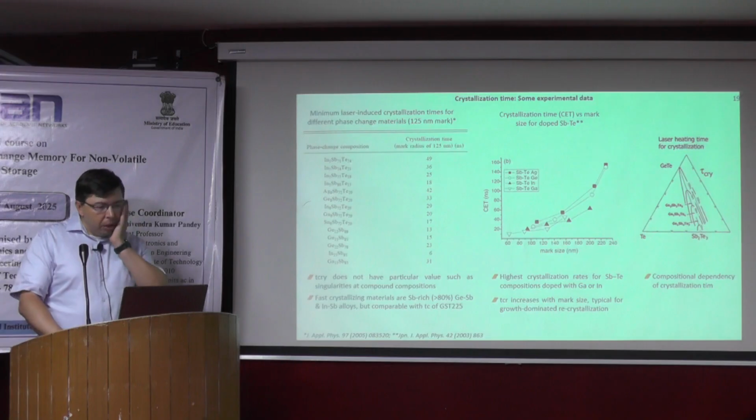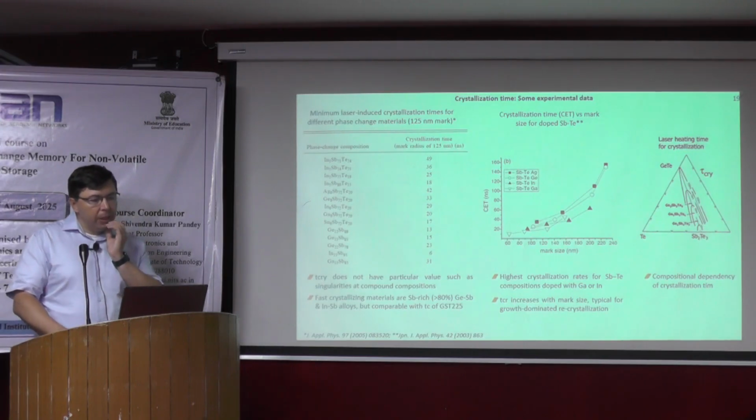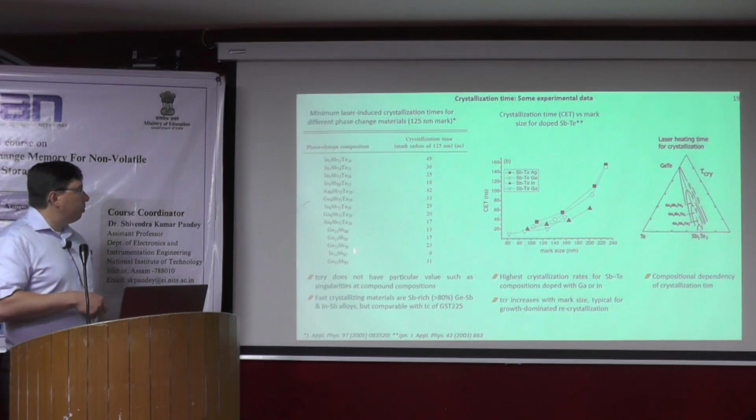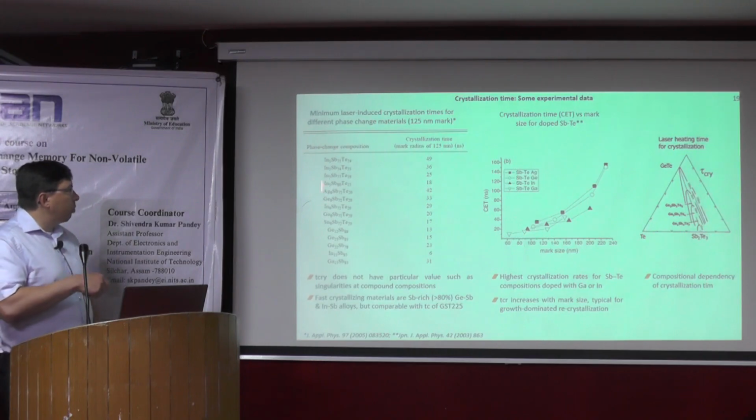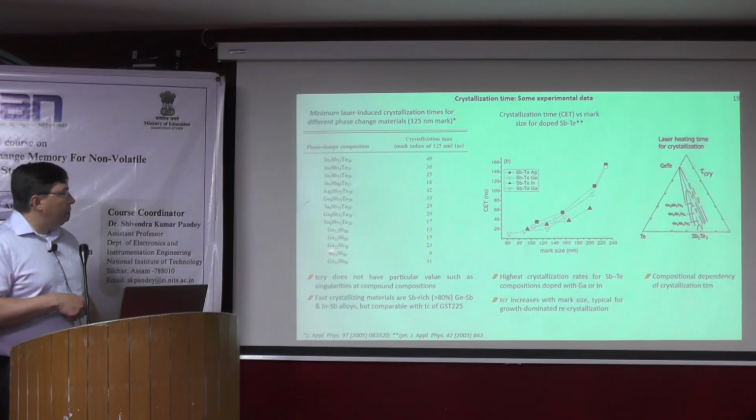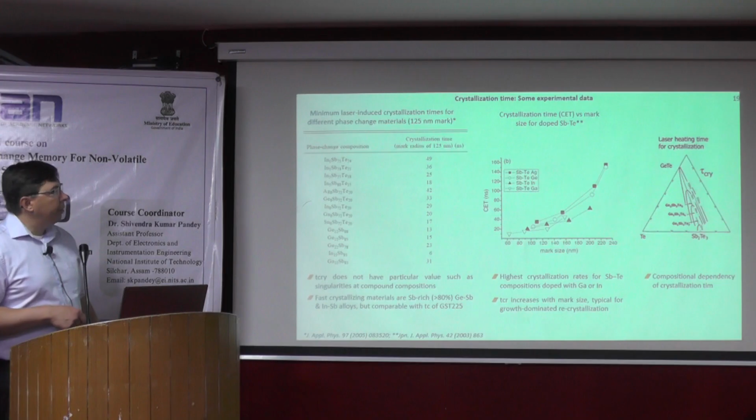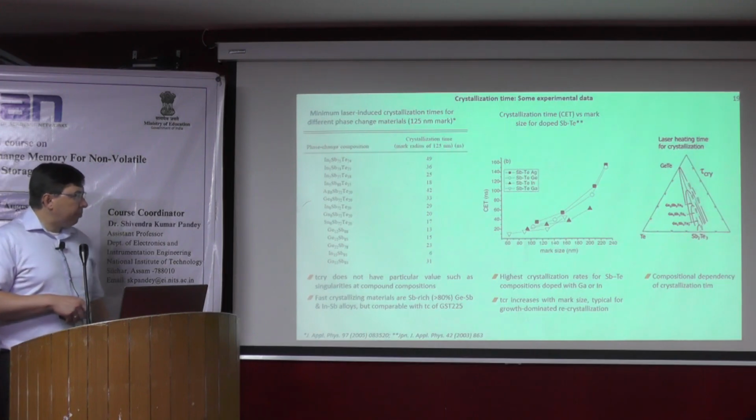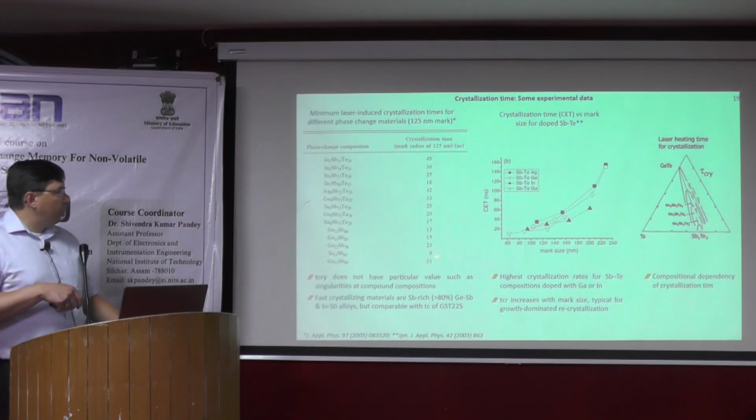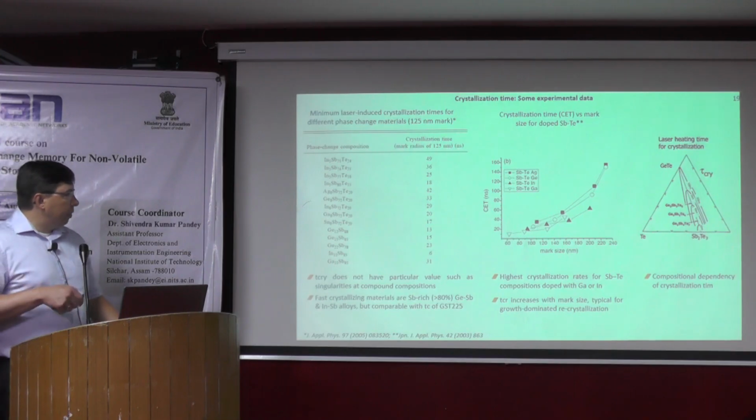Also some data on crystallization times of different phase change materials, ranging from GST to IST. What we can see here is that the antimony-rich materials have lower crystallization time compared to the GST-based materials. But there is also some spread here, and the highest crystallization time is always achieved for compositions containing antimony and tellurium.